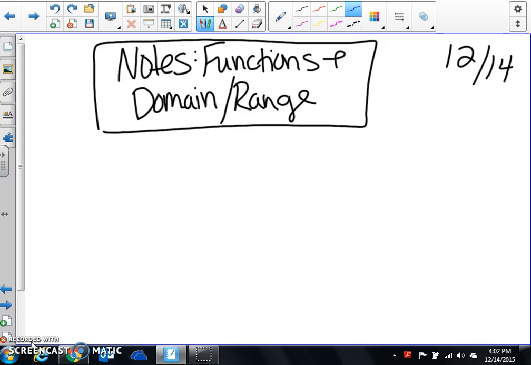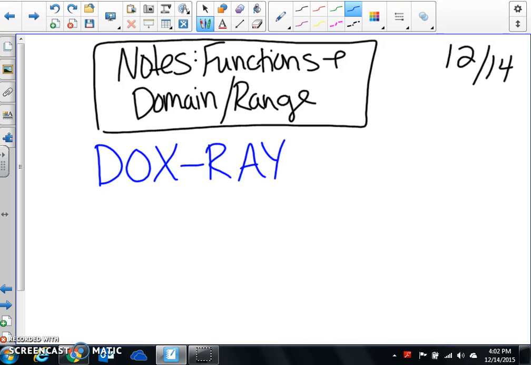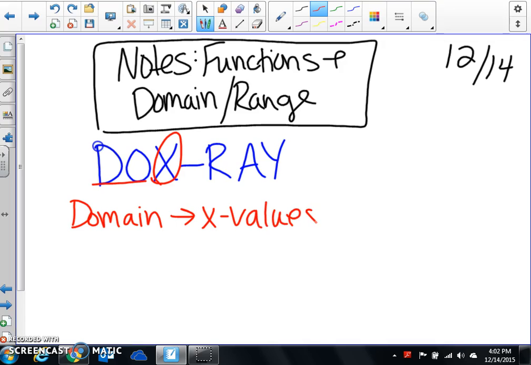All right, so for domain and range, the first thing you should think of when you see domain and range is DOXRAY. I'm going to say it over and over. DOXRAY. That helps you because the DO stands for domain, and those are your X values. The RA stands for range, and those are your Y values.